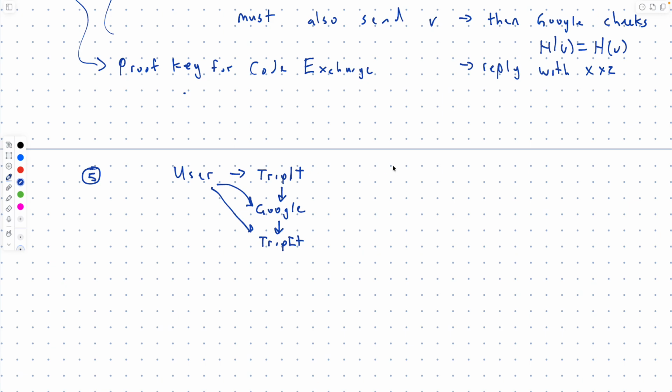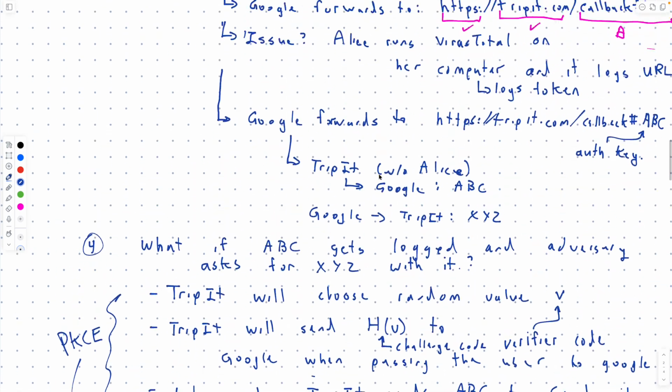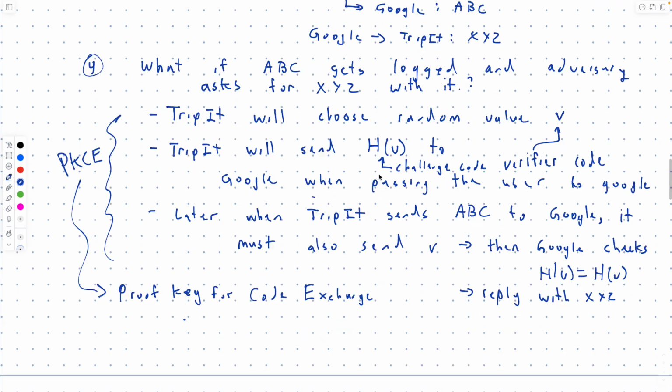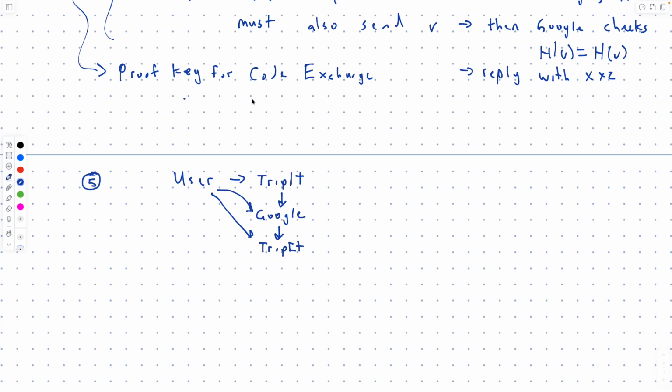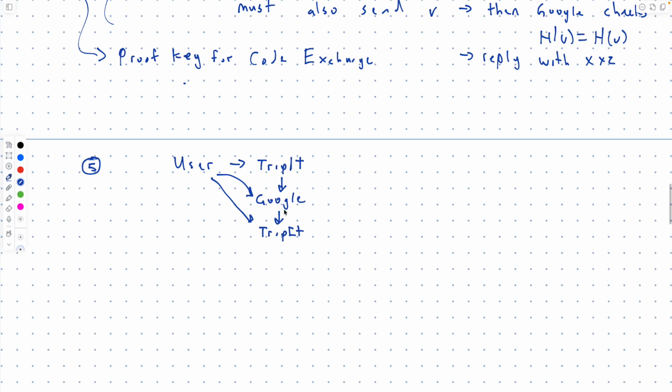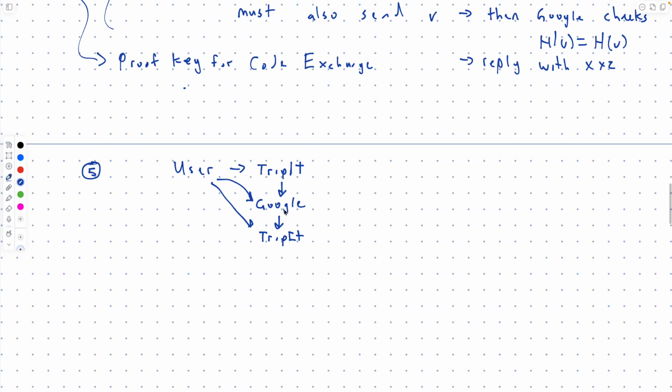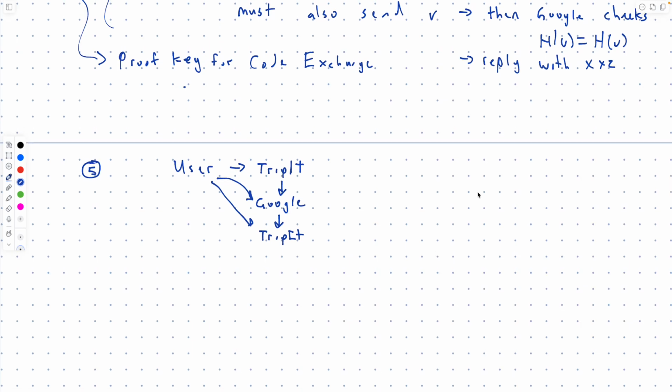So I want to bind those two things together. It's pretty easy to do. All we're going to do is generate a kind of label for this connection. TripIt will generate it, and then include it when it passes the user over to Google. Then when Google passes the user back, it will also include it. And then TripIt will look at it and say, okay, these labels are the same, therefore they're the same connection. They're bound together.